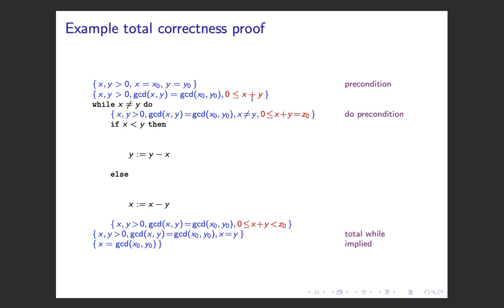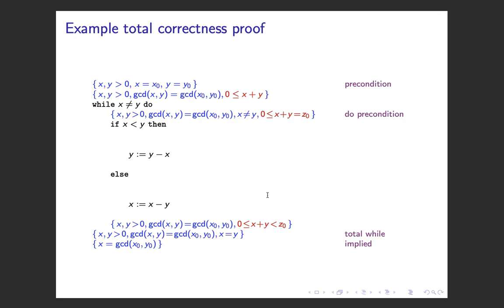So here before the loop, we just need to show that that's non-negative. In the do precondition, we give ourselves an auxiliary variable, z0, a new variable not mentioned in the program, that we set to be equal to the value of the variant. And at the end of the body of the while loop, the command that we execute inside the while loop, we need to show that that value has strictly decreased. So at this point, the variant is less than z0.